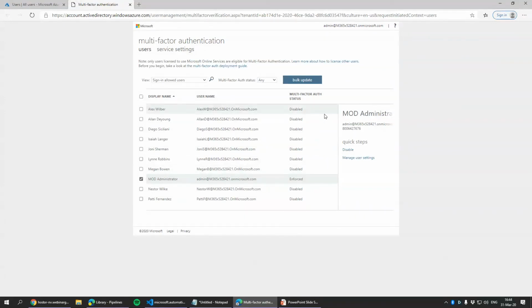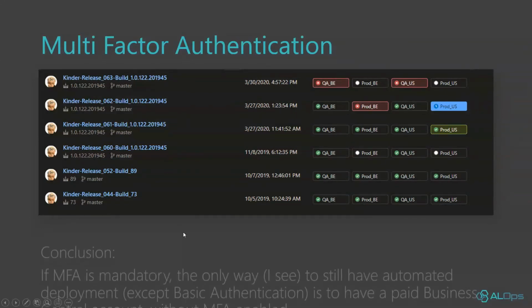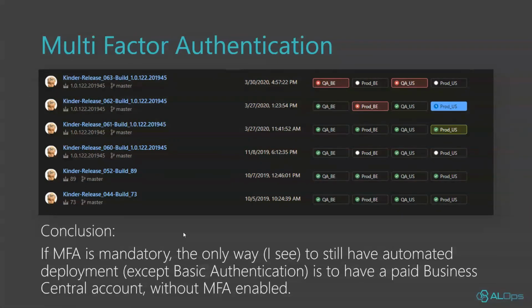Well, I don't see a way around that at this point. And obviously when you do have a way around that, I would definitely like to know. So as a conclusion for multi-factor authentication, if that is mandatory, the only way I see is to have some kind of different user where you do not enable multi-factor authentication, that you only use for deploying apps through DevOps that no other user is using within Business Central, but yes, you would pay for an account for that within Business Central.